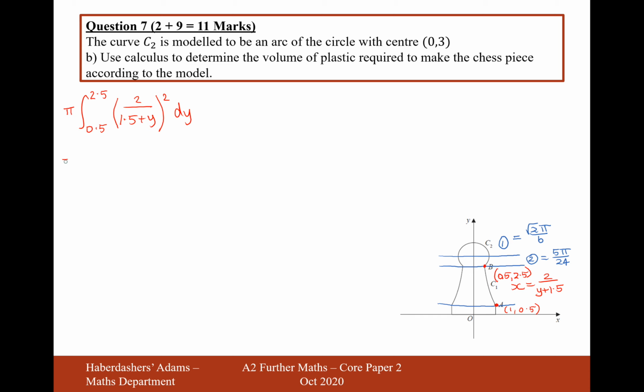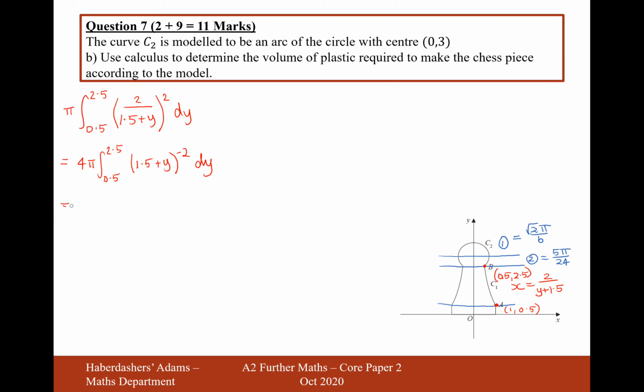Now let's just rewrite this slightly. Let's expand the brackets, and maybe there'll be a 4 on the top. So let's factorise that 4 to the front. Integral between 2.5 to 0.5. Remember, your boundaries are the y values, so 2.5 to 0.5. And then it's going to be 1.5 plus y to the power of minus 2. It's still going to be squared, and now it's minus because it was on the bottom of a fraction, dy.